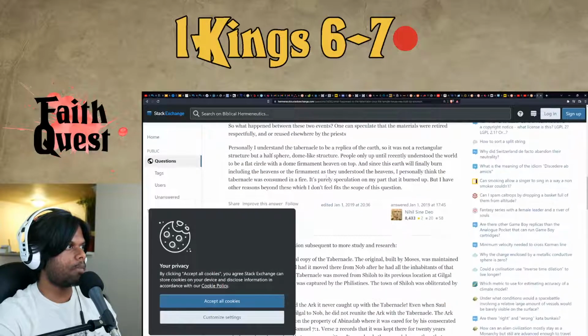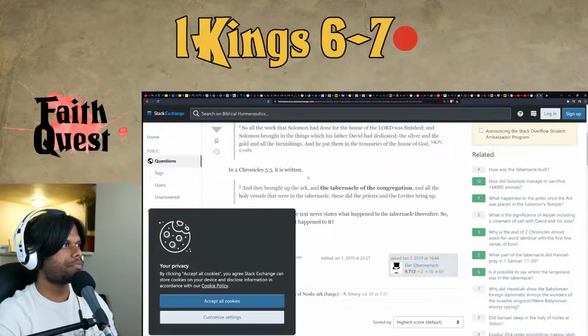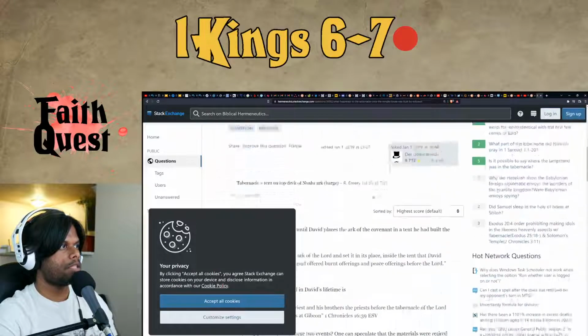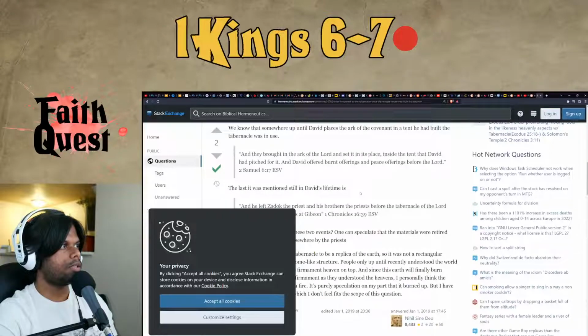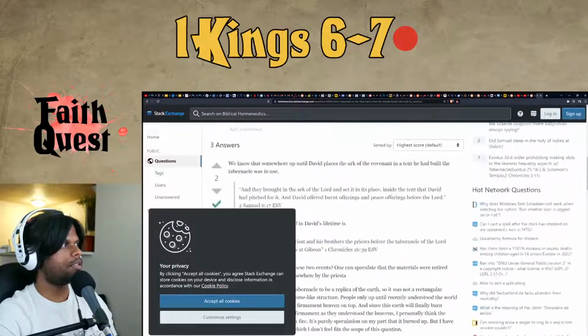Okay, so this guy's asking about the actual tabernacle, not the furnishings of the tabernacle. But here in 2 Chronicles, it says, and they brought up the ark and the tabernacle of the congregation, and all the holy vessels that were in the tabernacle. These did the priests and the Levites bring up. So it seems like they put the furnishings into the temple. Let's read this guy's answer.